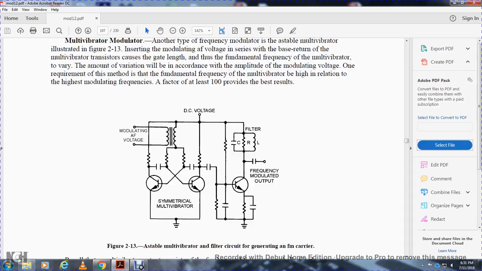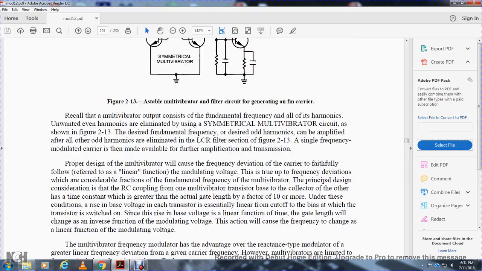Split phase double resonating circuit with the system, the transmitter, the astable multivibrators, and then on the other side you have your capacitor tuning circuits for your frequency modulation, and your capacitor, resistor and inductor filter.